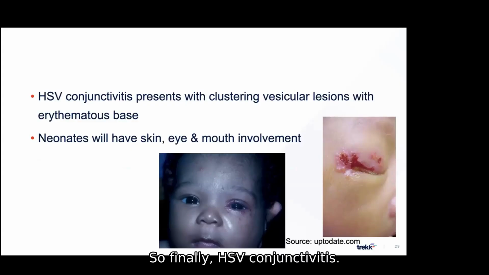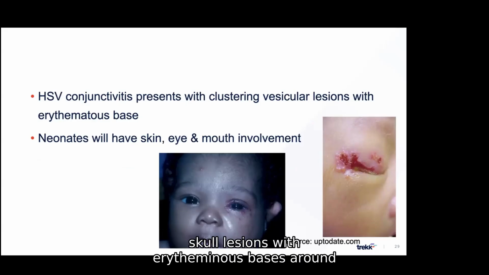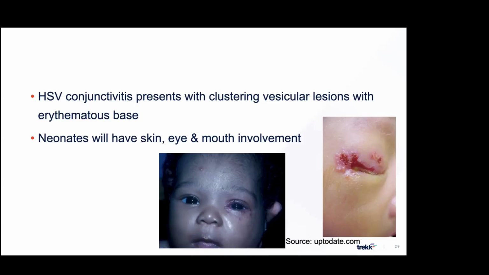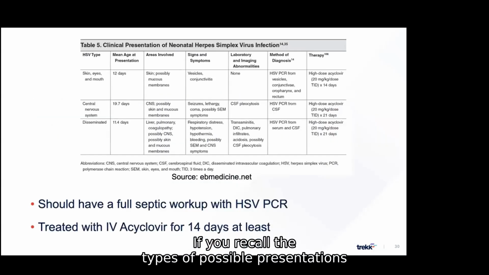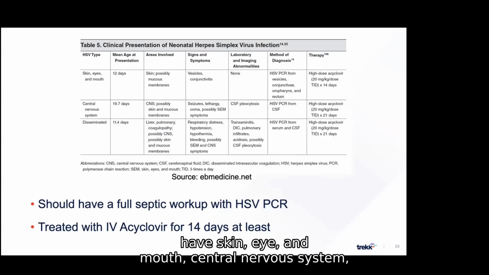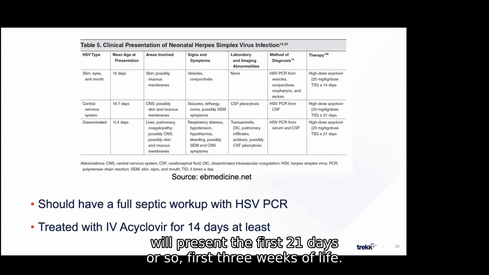Right, so finally, HSV conjunctivitis. These patients present with clustering vesicle lesions with erythematous bases around the eye. Neonates will sometimes have skin, eye, and mouth involvement. If you recall the types of possible presentations of an HSV infection in a neonate, you'd either have skin, eye, and mouth, central nervous system, or disseminated. Usually, HSV infection in neonates will present in the first 21 days or so, the first 3 weeks of life.